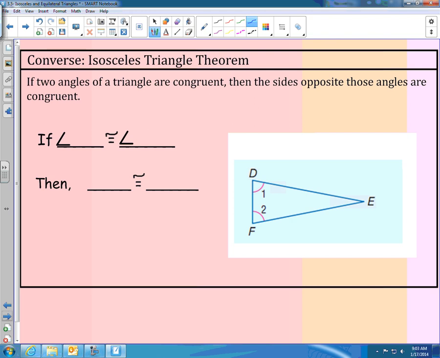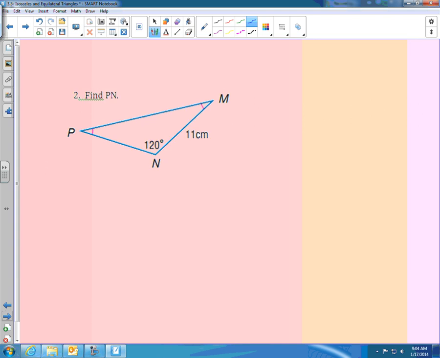We also have the converse, so the opposite. If two angles of a triangle are congruent, then the sides opposite are also congruent. So if angle 1 and angle 2 are congruent, then DE is congruent to FE. So if our sides are congruent, our angles are congruent. If our angles are congruent, our sides are congruent. And that's talking about two of them.